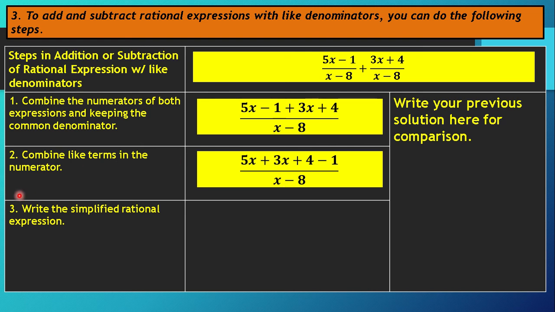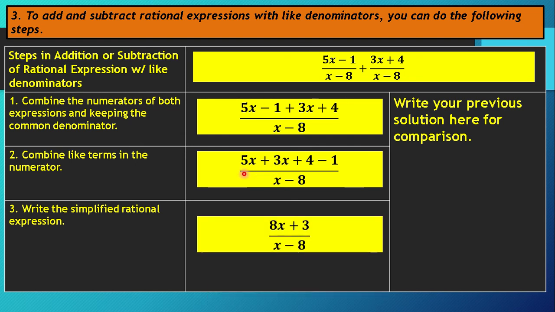And the last step is to write the simplified rational expression. 5x plus 3x is 8x. 4 minus 1 is 3 over x minus 8. So this will be our simplified rational expression.